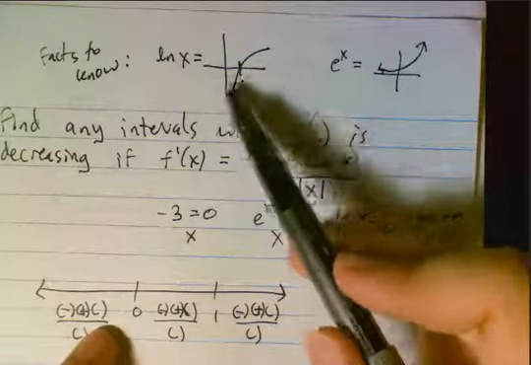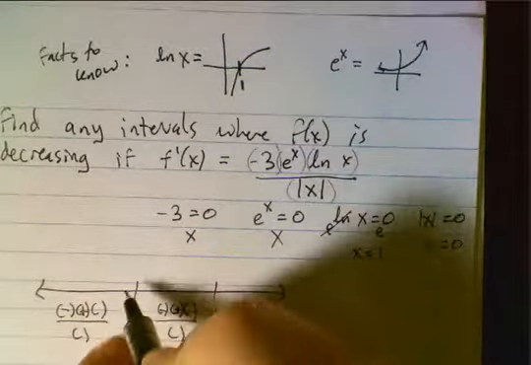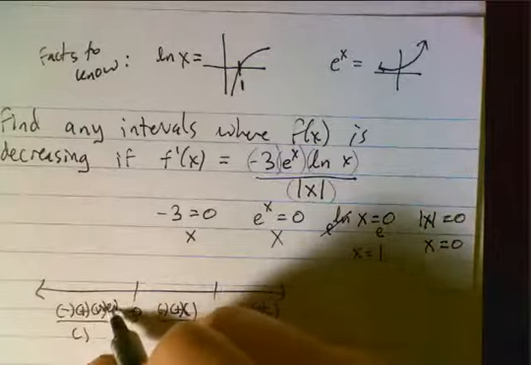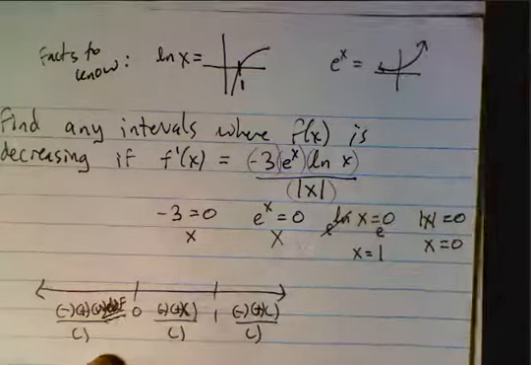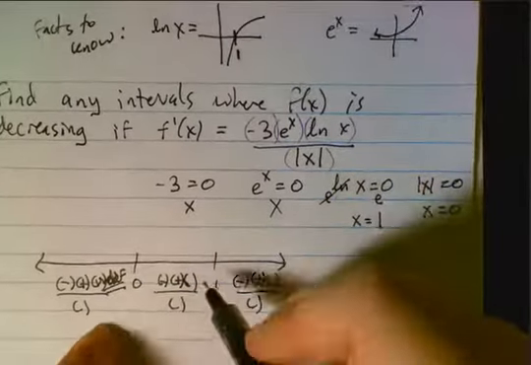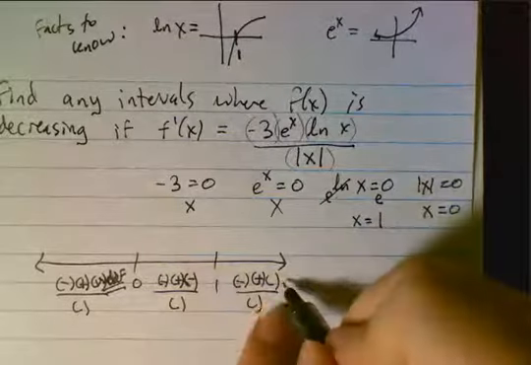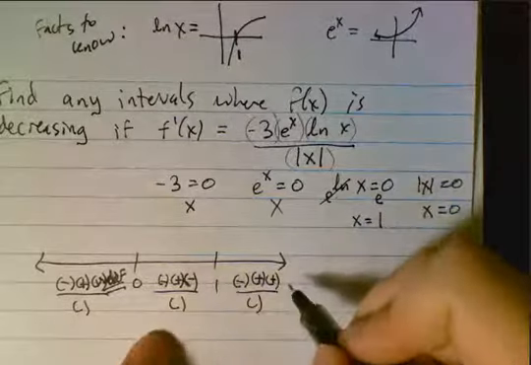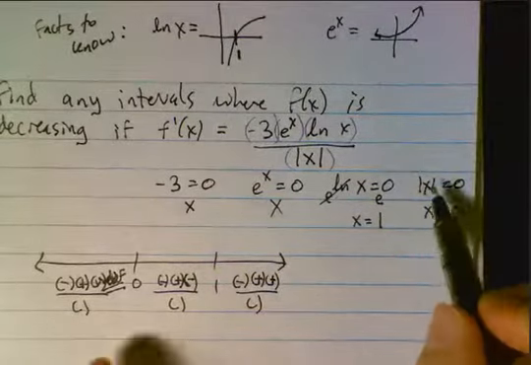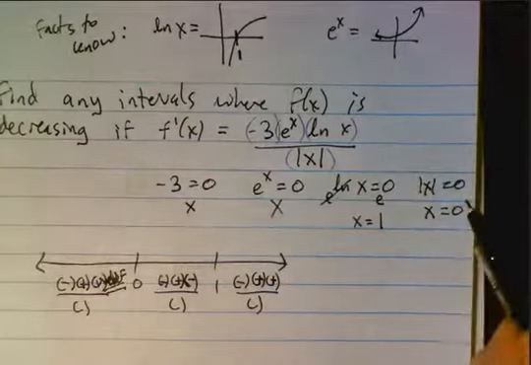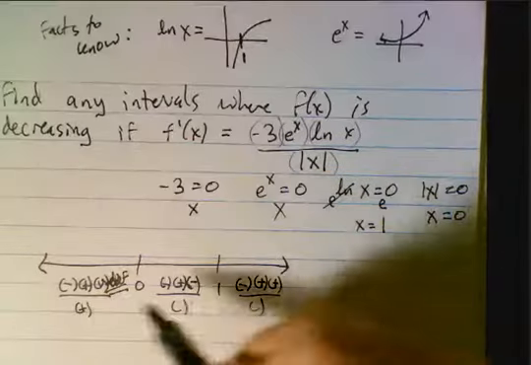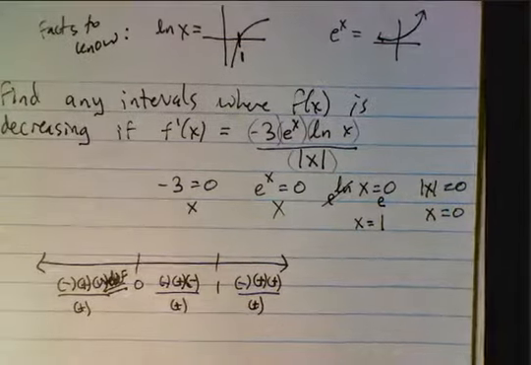It's undefined when x is less than 0. So it just says undefined. Between 0 and 1 it's negative. Greater than 1 it's positive. And then the absolute value of x, well, absolute value turns things positive. No matter what, this is always positive.